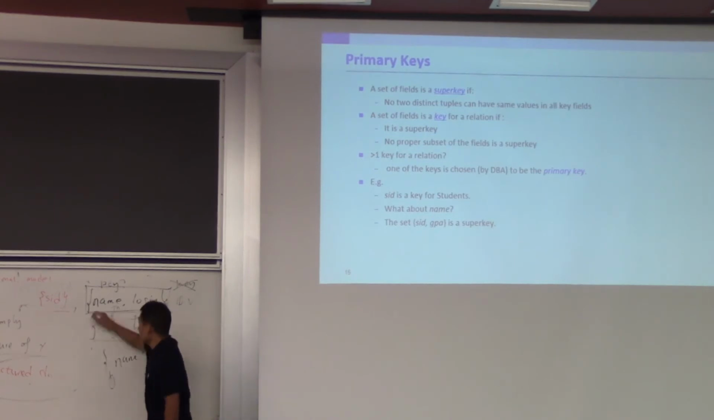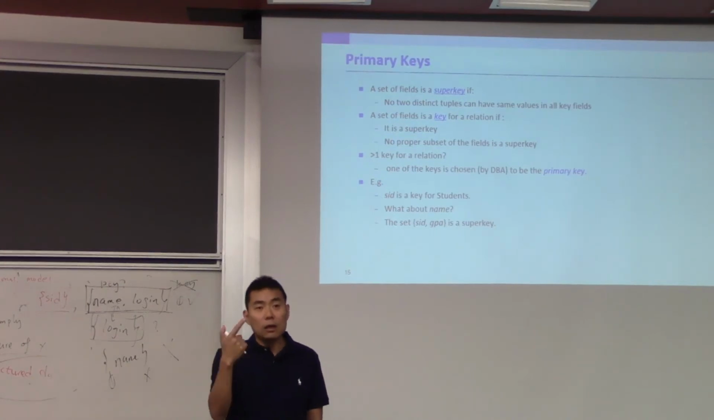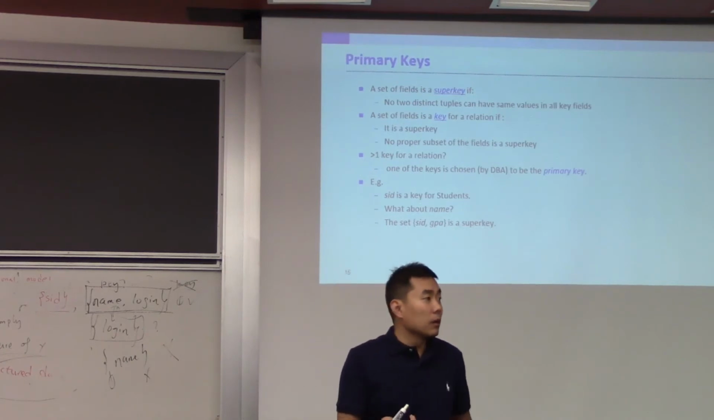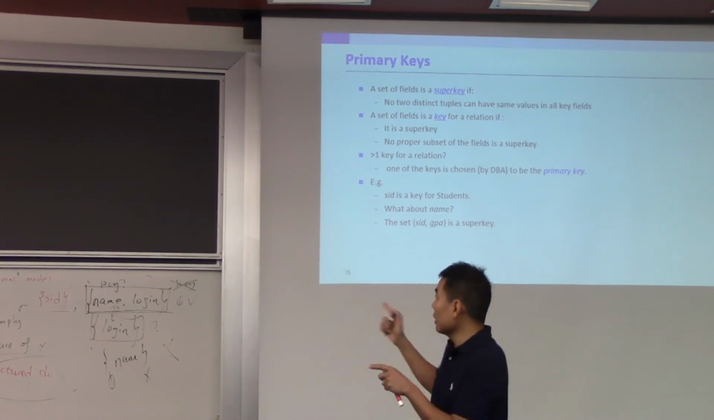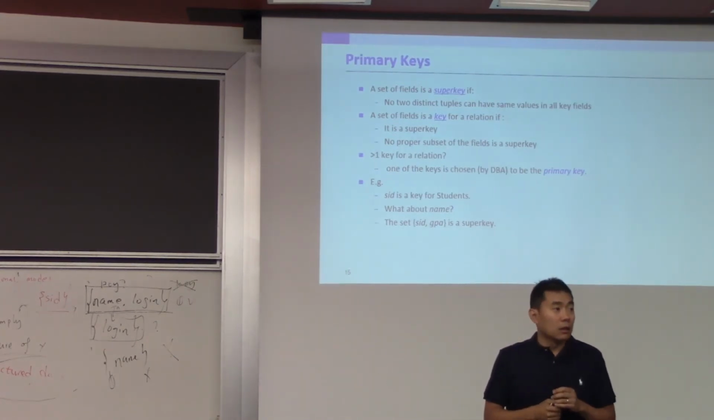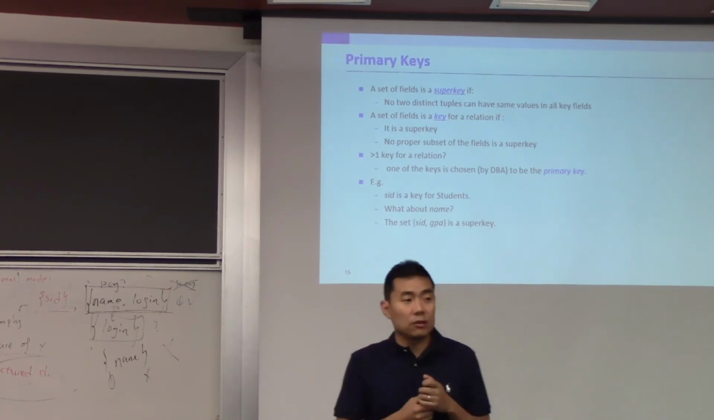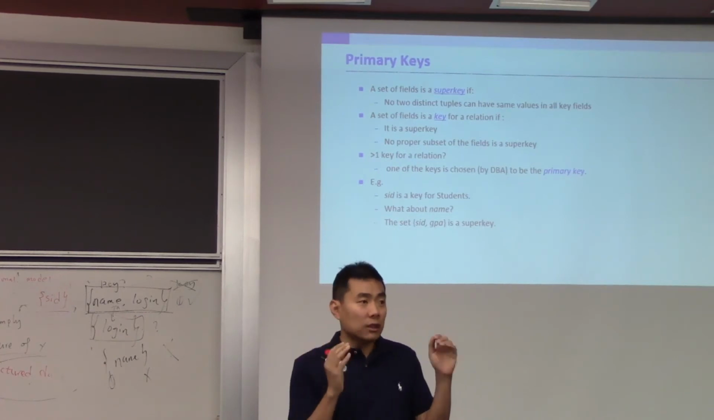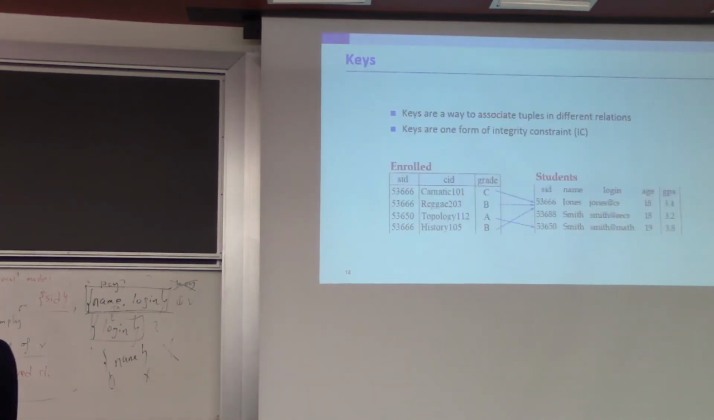What about this? Is login a key? Well, if you look at the definition, first of all, it is a super key, and the only proper subset of login is the empty set, which is not a super key. So this must be a key. However, you may have multiple keys for a given relation. So in this case, login is a key. SID obviously is another key. Are these two the only keys for this schema?